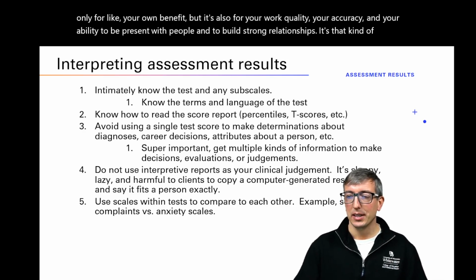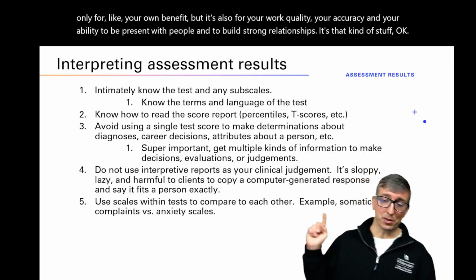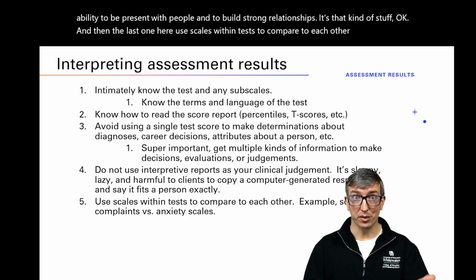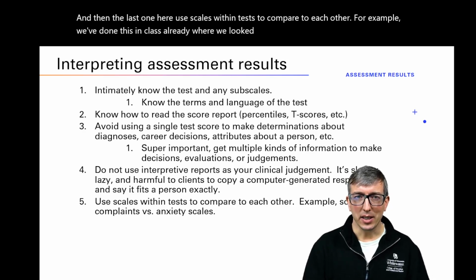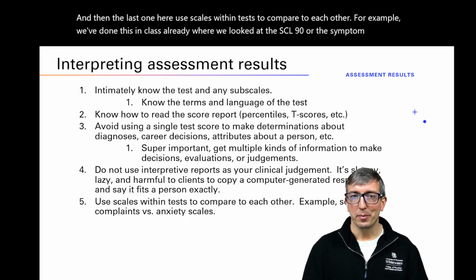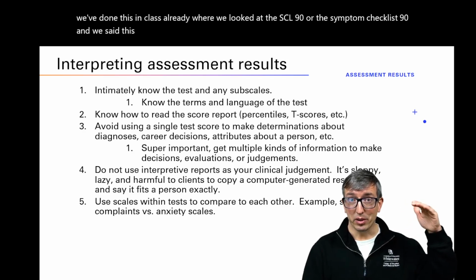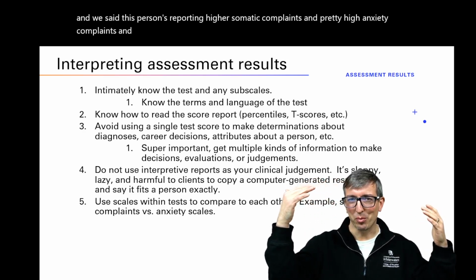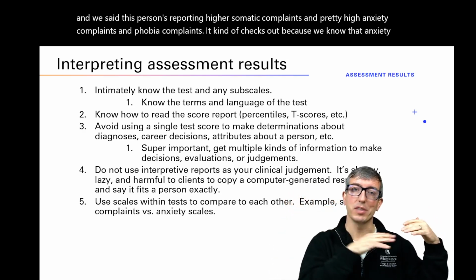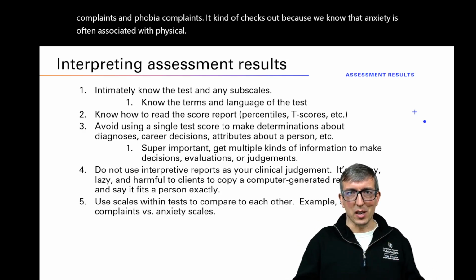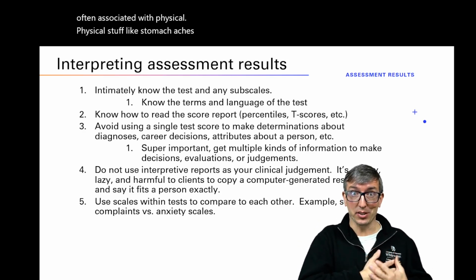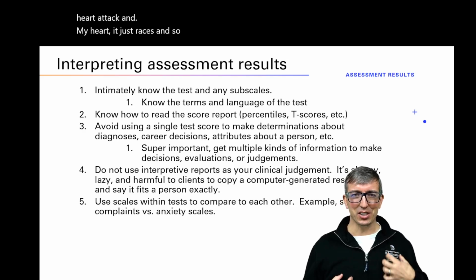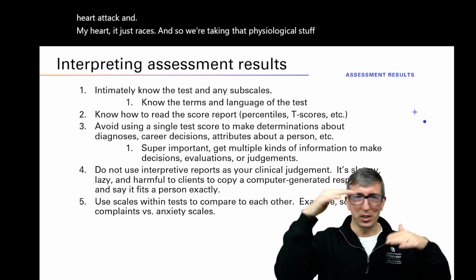Okay. And then the last one here, use scales within tests to compare to each other. For example, we've done this in class already where we looked at the SCL-90, or the Symptom Checklist 90, and we said this person's reporting higher somatic complaints and pretty high anxiety complaints and phobia complaints. It kind of checks out because we know that anxiety is often associated with physical stuff, like stomach aches, and people have panic attacks. It feels like you're having a heart attack and they're like, my heart just races.